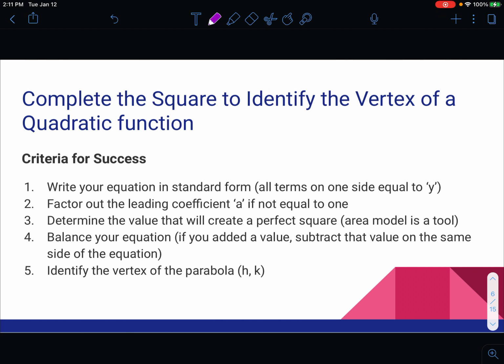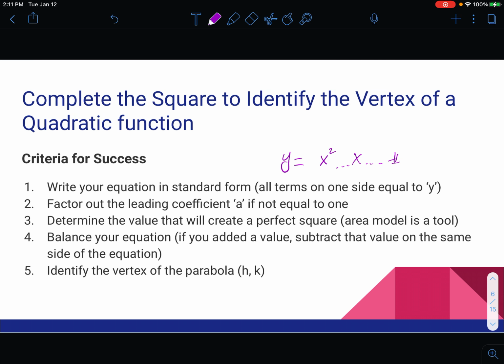All right, so for the criteria for success, you're first going to write the equation in standard form. All the terms are on one side, and the other side would be equal to the y or whatever the other variable might be. So in this case, y equals, you want the x squared term, then the x term, and then the constant. If one of those terms is missing, obviously you wouldn't have anything to put in that spot, but you want them to be in descending order. If the a value is something other than 1, you do need to factor that out, which we'll practice.